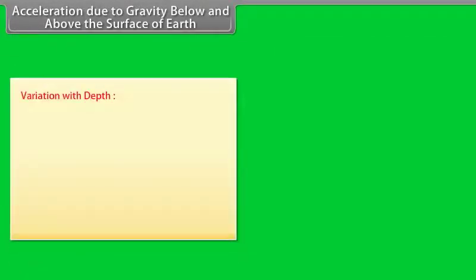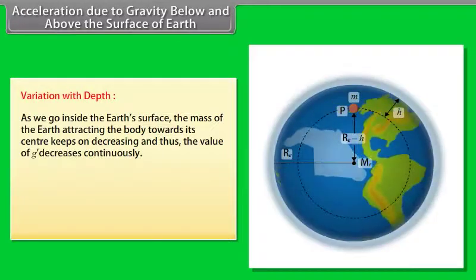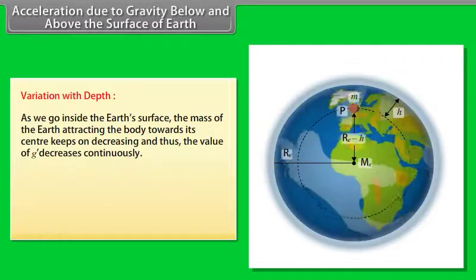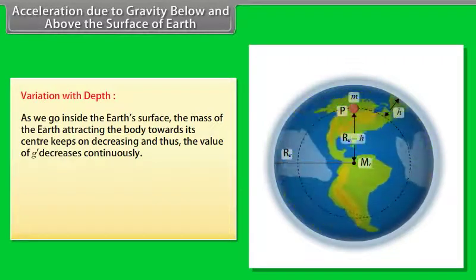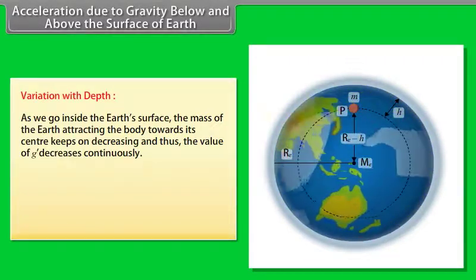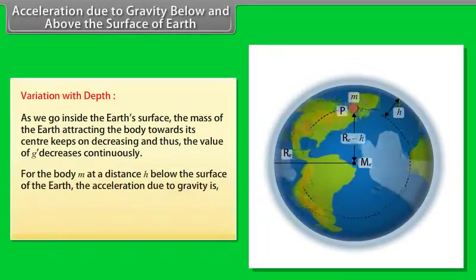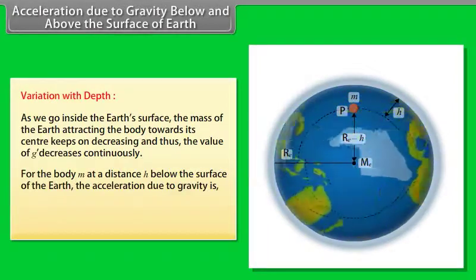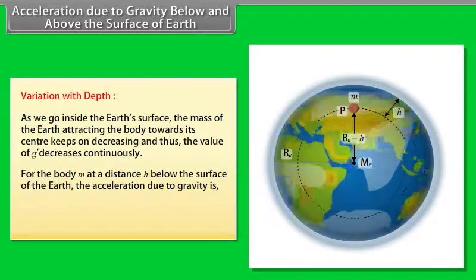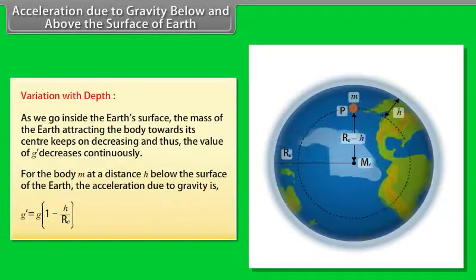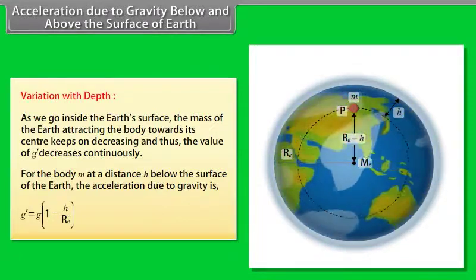Variation with depth. As we go inside the Earth's surface, the mass of the Earth attracting the body towards its center keeps on decreasing, and thus the value of g decreases continuously. For the body m at a distance h below the surface of the Earth, the acceleration due to gravity is g dash is equal to g multiplied by 1 minus 2h upon Re.